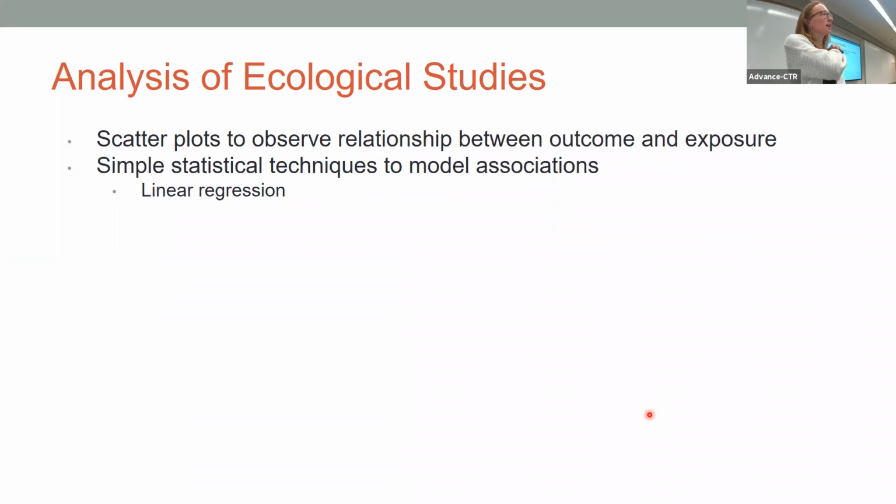So when you analyze these studies, I'm going to show you a handful of visualizations, but typically we look at scatter plots of these continuous variables to observe their relationship. And typically we use simple statistical methods to model these associations. Linear regression is really common. So you see a lot of scatter plots, and then you see maybe a trend line fit between them to make conjectures about associations.